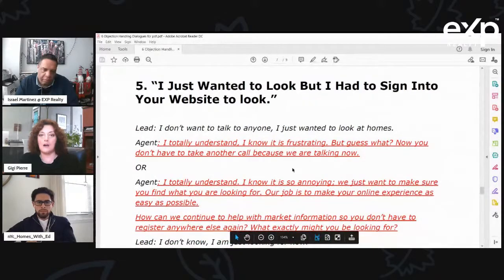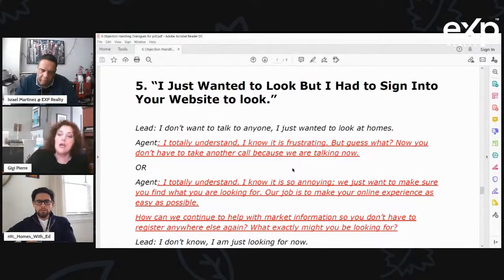Oh, this one. All right. So this is number 5, and we have one more to go through. I just wanted to look at some properties, but I had to sign into your website to look. And those people are, of course, a little bit frustrated. Yes, our websites are designed to have consumers look into it and ultimately register once they show interest in 2 or 3 properties. Who wants to be the lead? Who wants to be the agent?